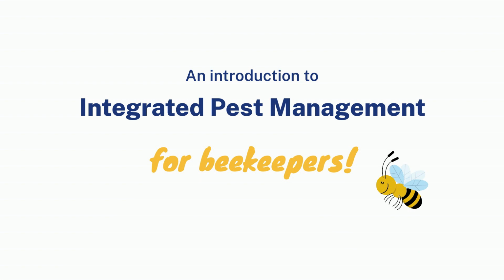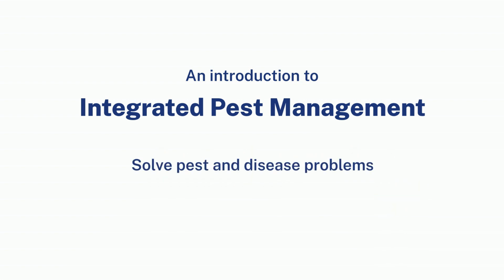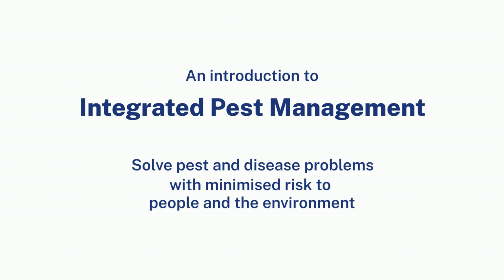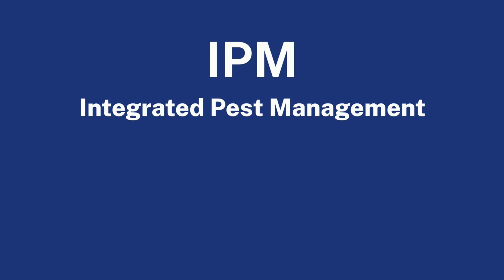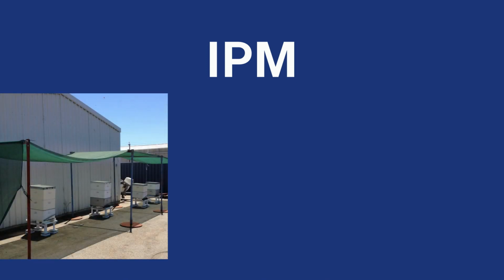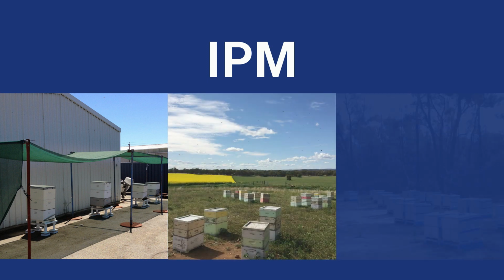Integrated Pest Management, or IPM for short, is a process you can use to solve pest and disease problems while minimising risks to people and the environment. IPM can be used by beekeepers to manage all kinds of honeybee pests and diseases anywhere, in the city, on the farm, or in the bush.